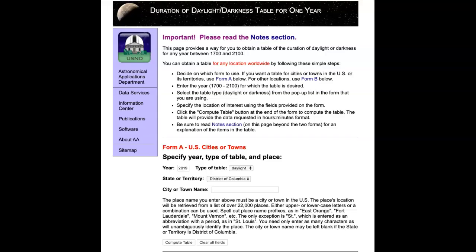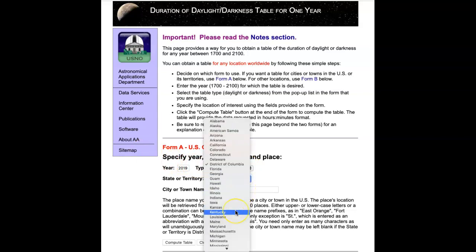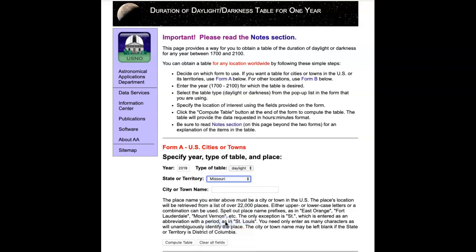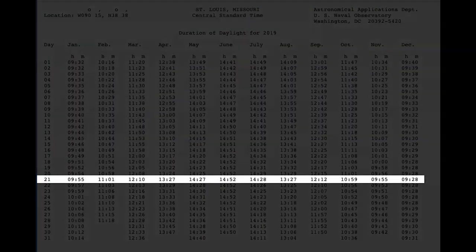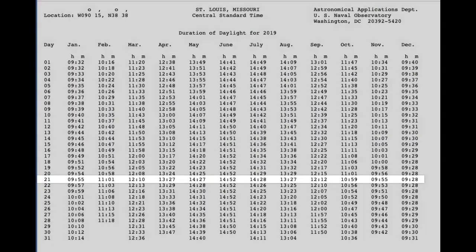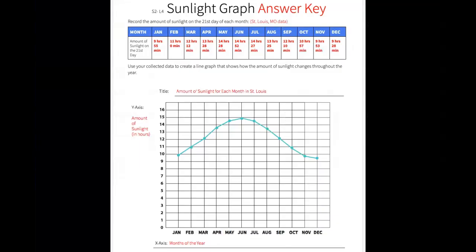Next, students will access the duration of daylight and darkness tables. Students will need to specify the year, the type of table, the state or territory, and the city or town name. For example, I can compute a daylight table for the year 2019 for St. Louis, Missouri. Clicking Compute Table generates the data. Students will analyze the data on the 21st of each month. They will then use this data to create a line graph of daylight hours throughout the year for their given location.